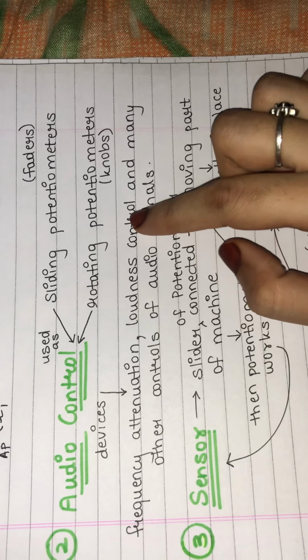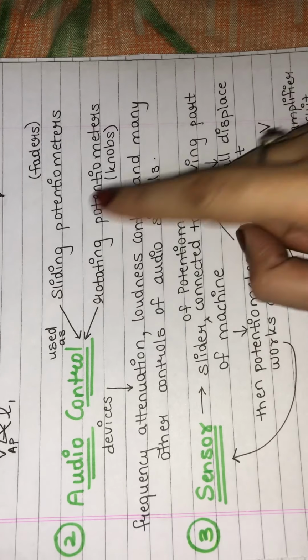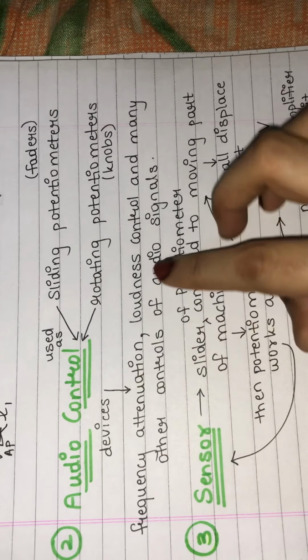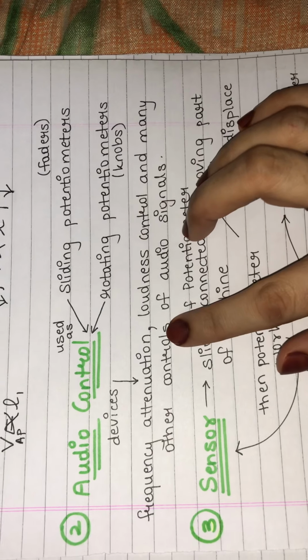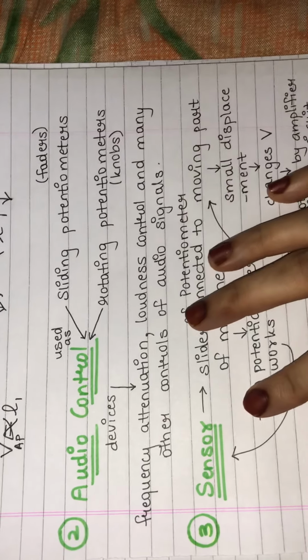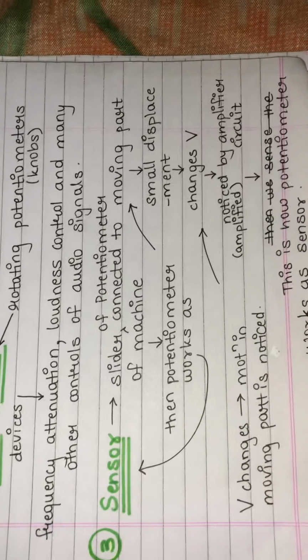Loudness control, if you want to reduce the volume, again you will move the knob, rotating potentiometer. And many other controls of audio signals, wherever we have audio signals को control करना है, so we use potentiometers. Now sensors, potentiometers can also be used as sensors.